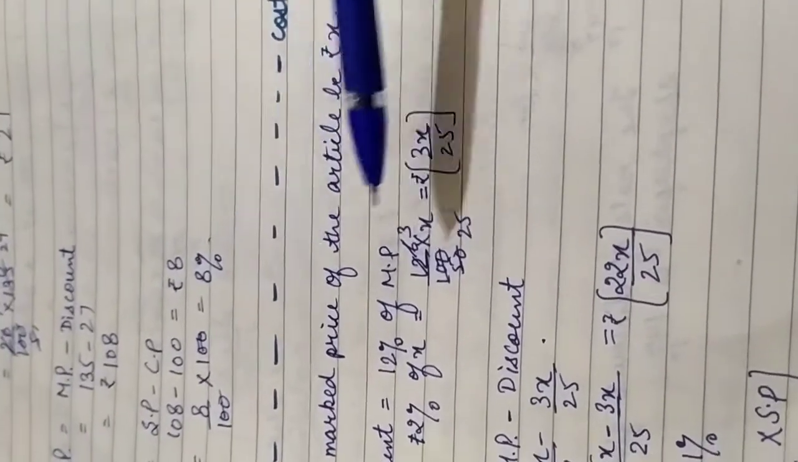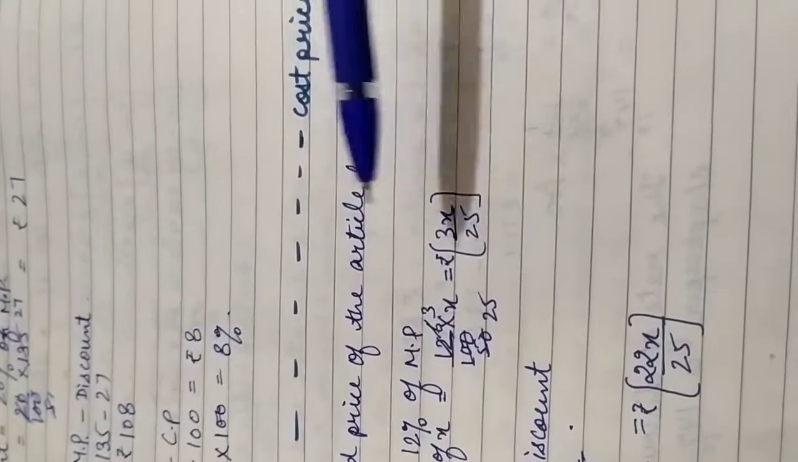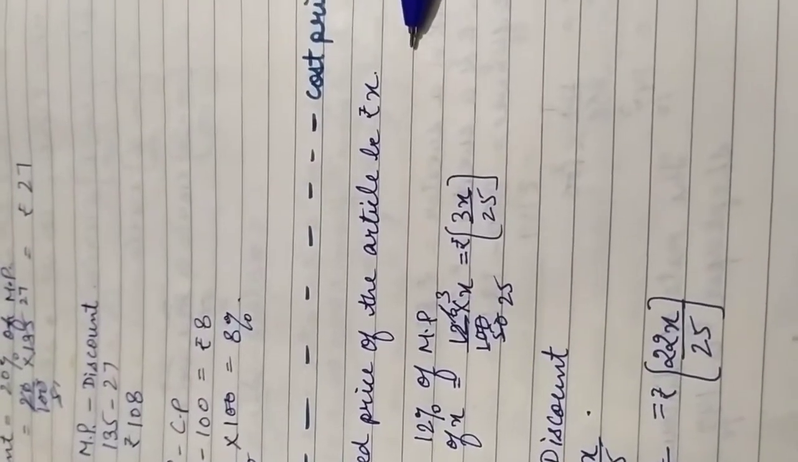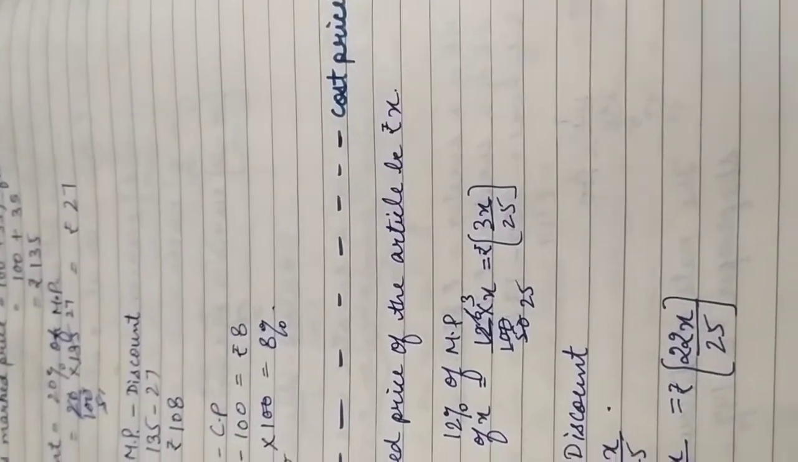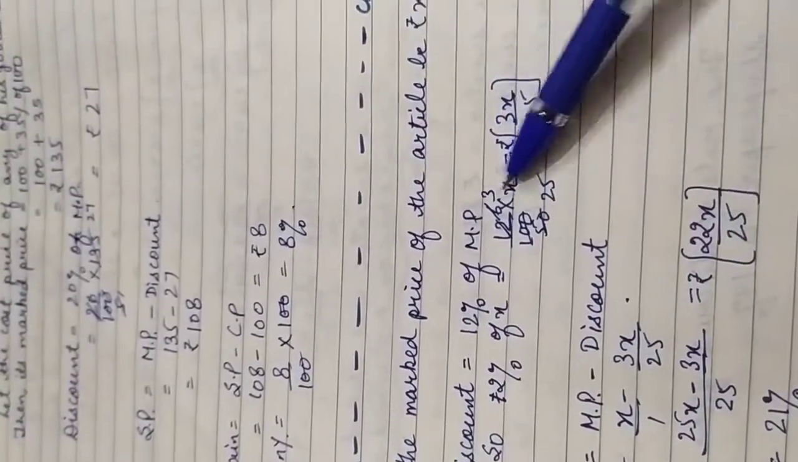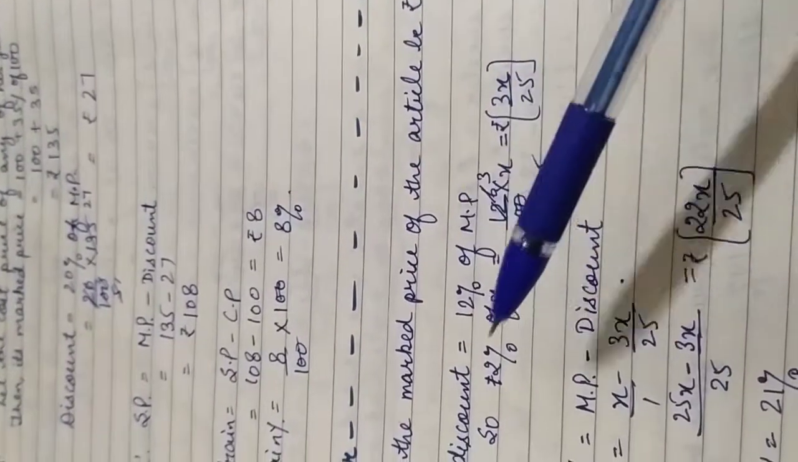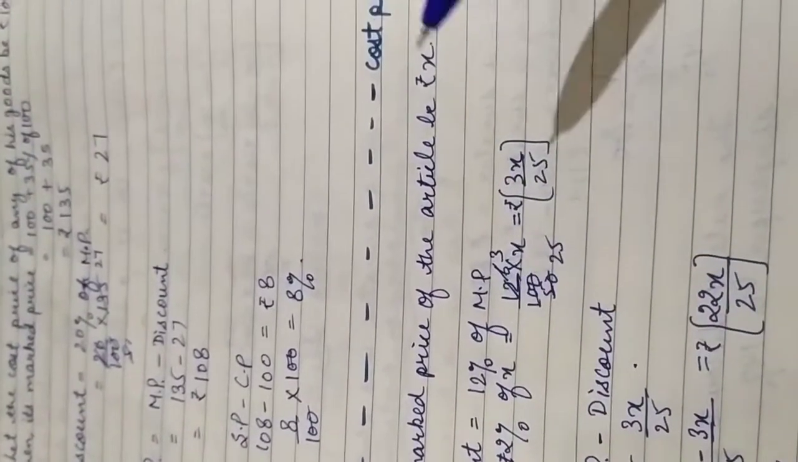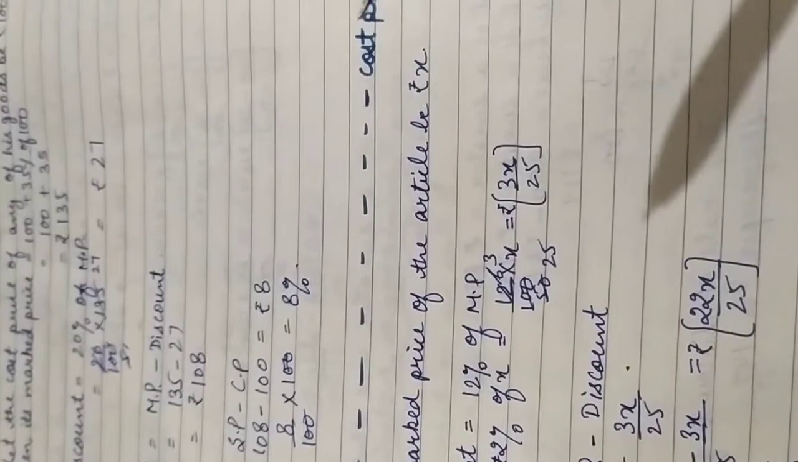So we have assumed the marked price here x. You can also do this with 100 also. Okay, I have done this question with x and this I have taken as 100. So you can see the difference also. So 12% of marked price. So discount is given to us 12% on marked price, and marked price we have assumed as x, children.